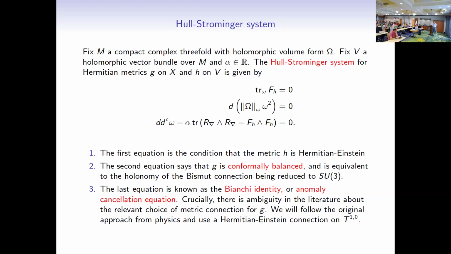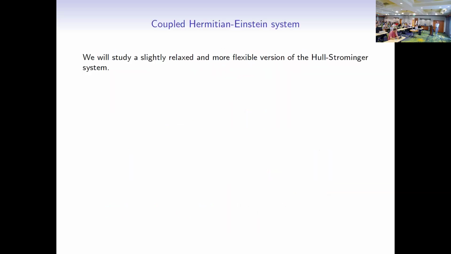Okay, but let me relax this system in a couple of ways. In principle, in this anomaly cancellation, what you're seeing is a representative of the first Pontryagin class of this bundle, T10 plus V. But I'm just going to replace that by an arbitrary holomorphic vector bundle V.